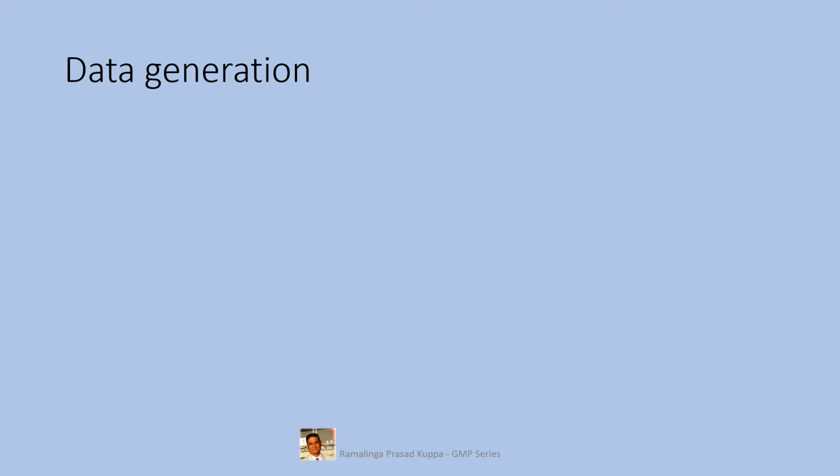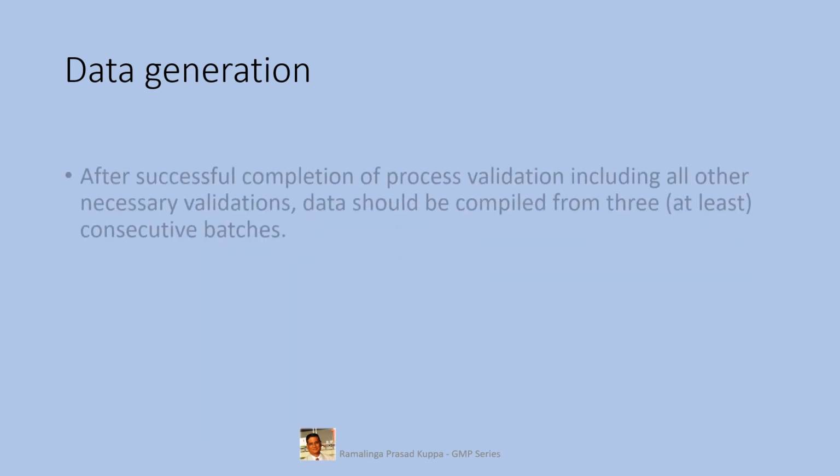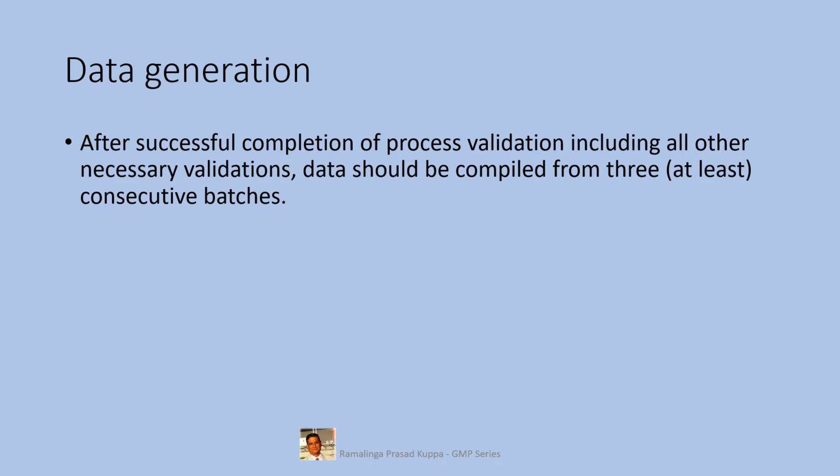Let us see how the data is generated. After successful completion of process validation, including all other necessary validations, data should be compiled from at least consecutive batches. Data from a minimum of 3 batches is required to evaluate statistically. But if there is data from more batches, the more accurate the statistical data is.